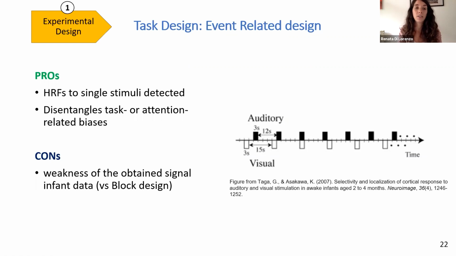The pros of this task design is that the hemodynamic responses to single stimuli, this time you can detect them, you can estimate them, and you can disentangle task or attention related biases. The cons is that the signal obtained from infant data is actually weaker compared to block design, and that's the main reason why I guess we use in infant studies the block design, which is very important.